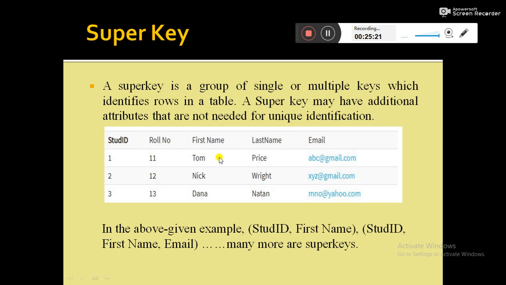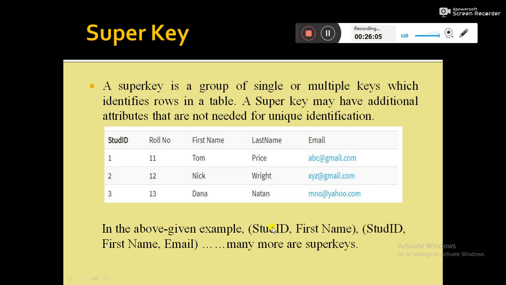Now if someone says select a record whose first name is Tom, it may happen that more than two students have the same name Tom. In that case, it will select all the records whose first name is Tom. So first name or last name cannot be treated as a key or super key, because with the help of first name or last name, you cannot uniquely identify a particular record. So stud ID can be considered as a super key.